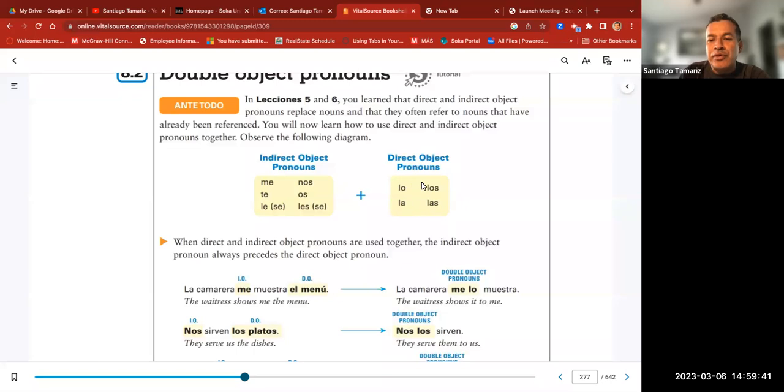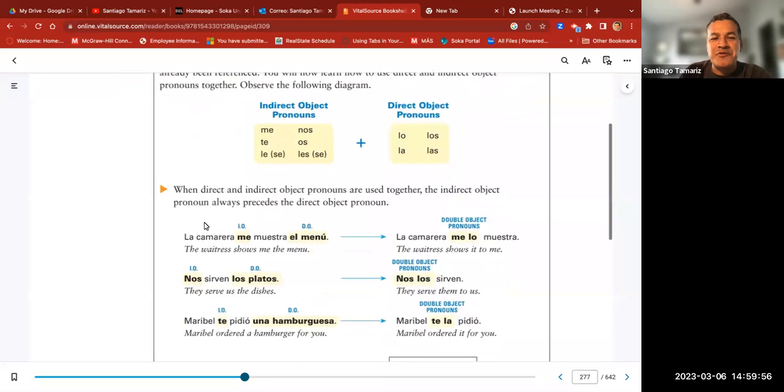Yes, direct object pronouns are also me, te, nos, and os, but we will see when to use them in this version, lo, la, los, and las, and when to use me, te, nos, or os. Let's go step by step. When direct and indirect object pronouns are used together, the indirect object pronoun always precedes the direct object pronoun. That's what I just mentioned. For example, let's take a look at this sentence.